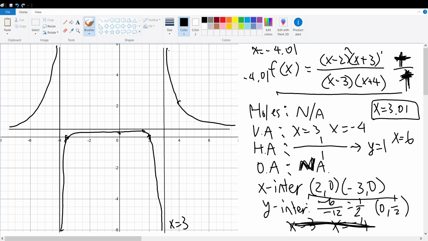So it will always remain within this upper half region of the x-axis because only there can the terms of x be positive and the y values correspondingly. So this is how you roughly sketch out the rational function of x minus 2 times x plus 3 divided by x minus 3 times x plus 4.